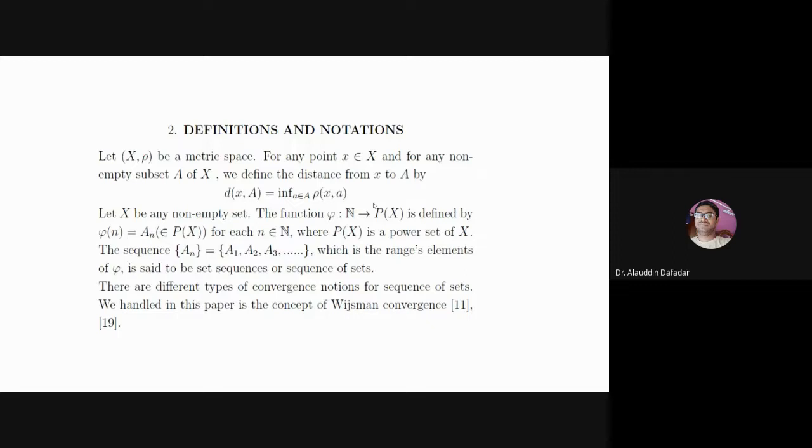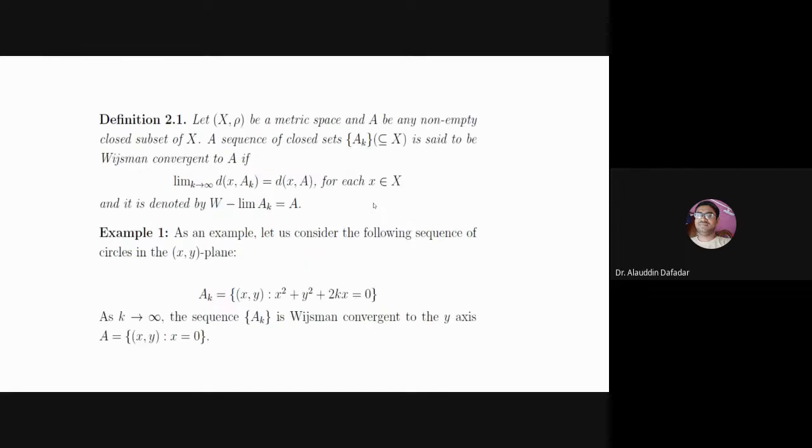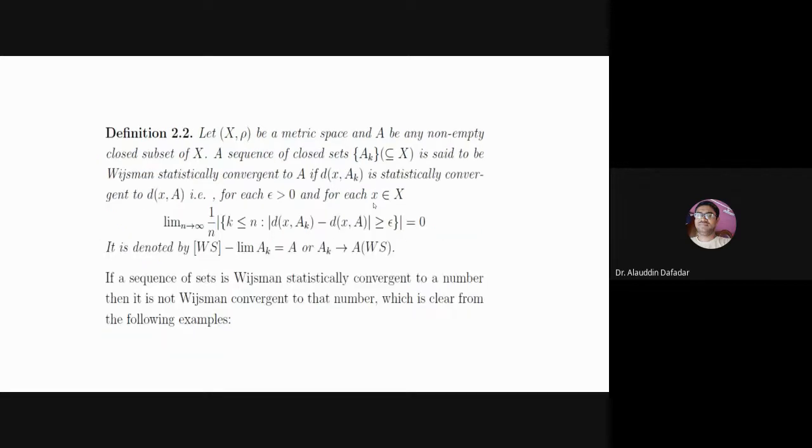Now we handle the Wijsman convergence of sequences of sets. Let (X, rho) be a metric space, and capital A be a non-empty closed subset of X. A sequence of closed sets A_k is said to be Wijsman convergent if the limit of d(x, A_k) equals d(x, A). Now we take an example: A_k equal to the set of all points (x, y) in R^2 such that x^2 + y^2 = 2kx. As k tends to infinity, the sequence is obviously Wijsman convergent to the set A, equal to all those points (x, y) such that x equal to 0.